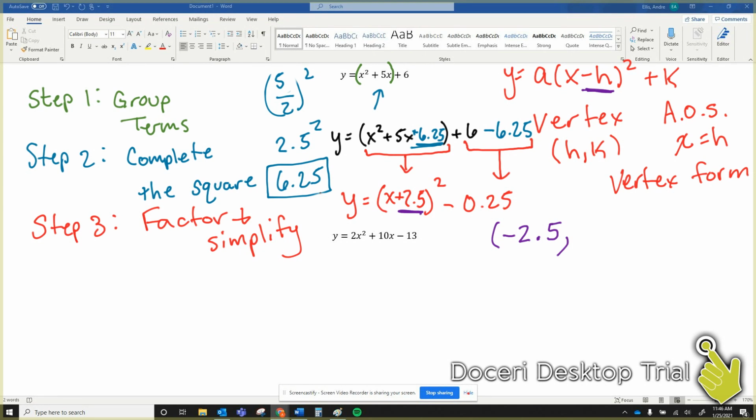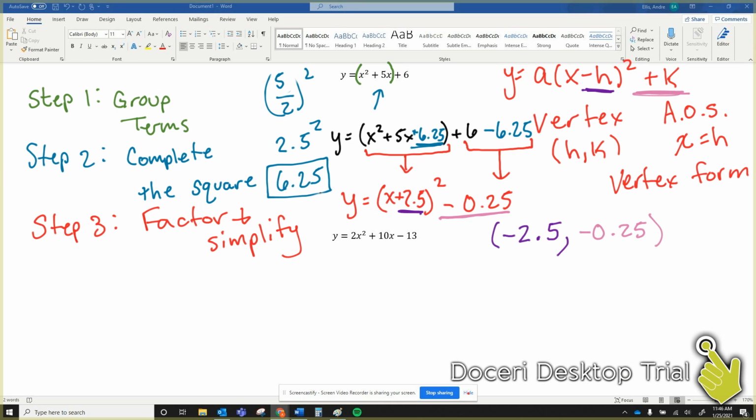To find k, well, k is on the outside of vertex form. And notice there's a positive in front of it. So this one, we don't have to change the sign. We just keep it as whatever we see it as. So I see minus 0.25. That means my k coordinate, or my k value, is negative 0.25.